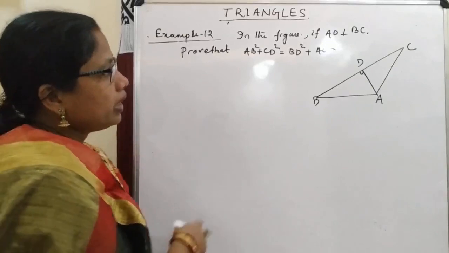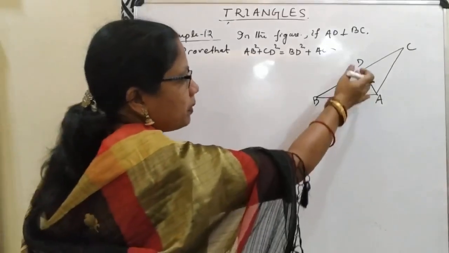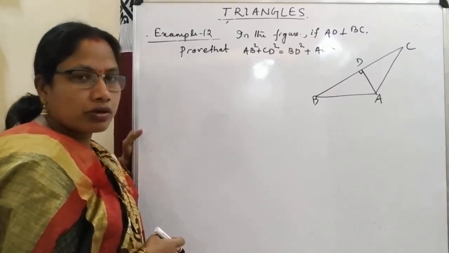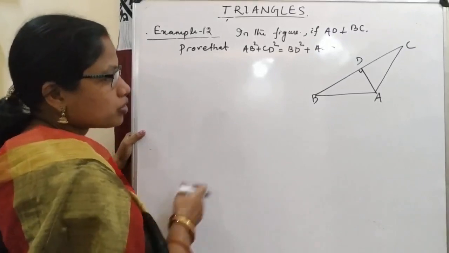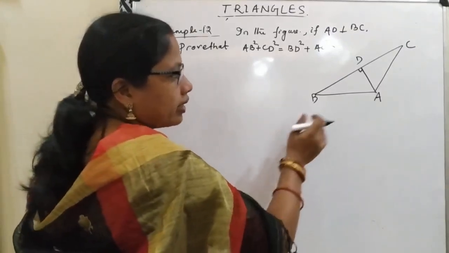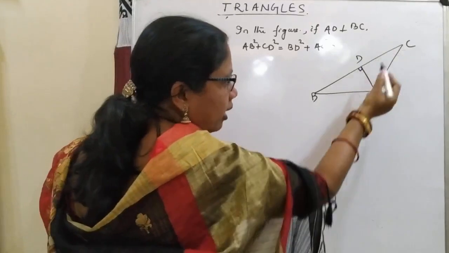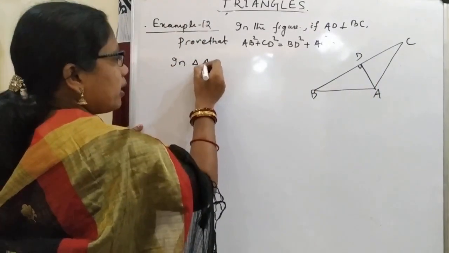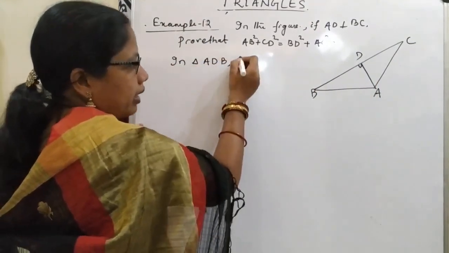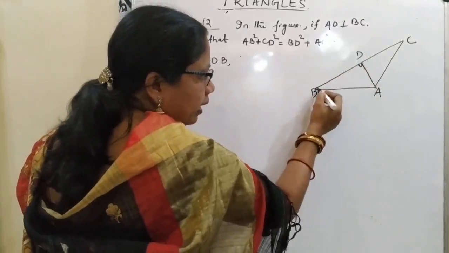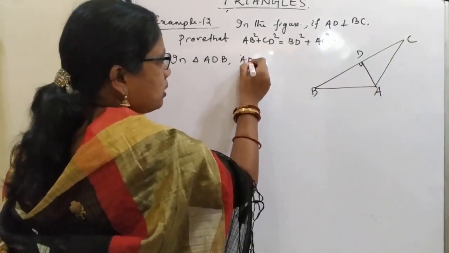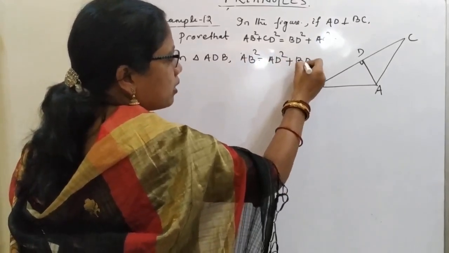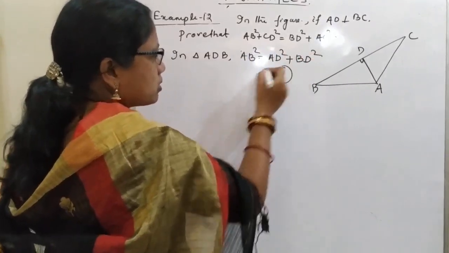Next example. In this figure, if AD is perpendicular to BC, then prove that AB square plus CD square is equal to BD square plus AC square. Here in this figure, we have two right triangles, one is ADC and another one is ADB. So in triangle ADB, AB is the hypotenuse. So AB square is equal to AD square plus BD square. So this is our equation 1.